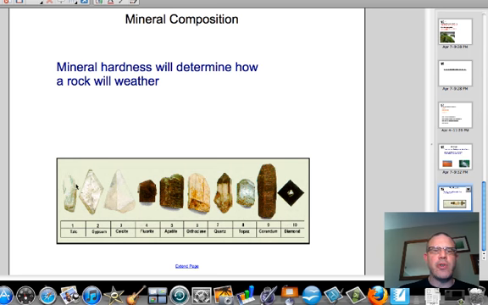So the softer a mineral is, the more likely it is to erode or break down, whether it's being hit by other particles or whether it's an acid eating away at it. Granite is a great example. Rocks that are made out of granite usually are pretty strong and don't weather a lot. Why? Because they're made up of a lot of quartz. They may also be made up of feldspars, which are in the same area here, so they don't weather as quickly as some other rocks.